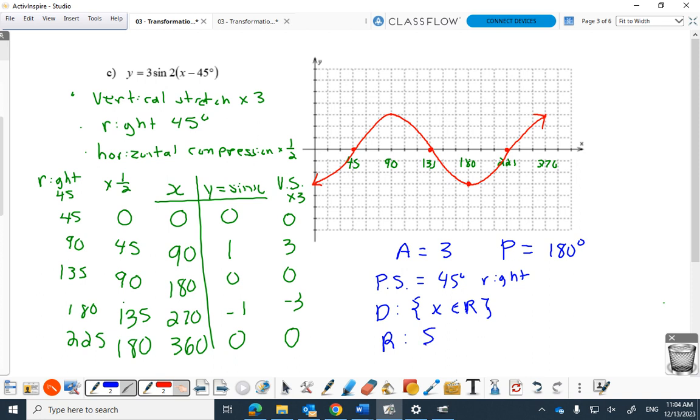Look, I'm going to have to look up. I don't know what the range is. -3 to 3. I just look up at the graph and see what I got. Any questions there?